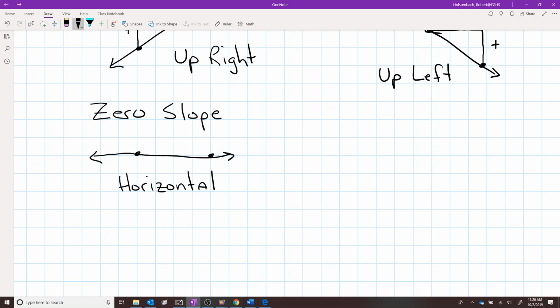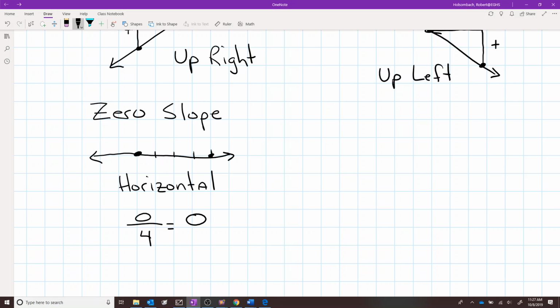I'm not going to rise. I'm going to rise 0. Okay, so my rise is 0. My run is going to be, in this case, 1, 2, 3, 4 units. So my rise over my run is 0 over 4. And in your calculator, if you take 0 and divide it by 4, it's equal to 0. Alright, horizontal lines. The slope is always 0.